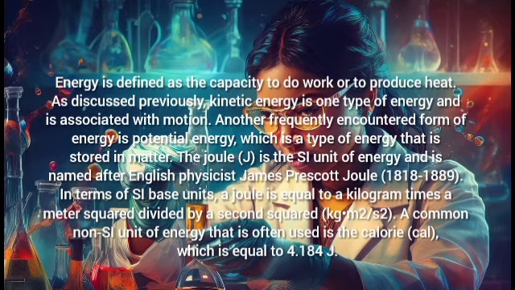As discussed previously, kinetic energy is one type of energy and is associated with motion. Another frequently encountered form of energy is potential energy, which is a type of energy that is stored in matter. The joule (J) is the SI unit of energy and is named after English physicist James Prescott Joule, 1818 to 1889. In terms of SI base units, a joule is equal to a kilogram times a meter squared divided by a second squared, kg·m²/s². A common non-SI unit of energy that is often used is the calorie, cal, which is equal to 4.184 J.